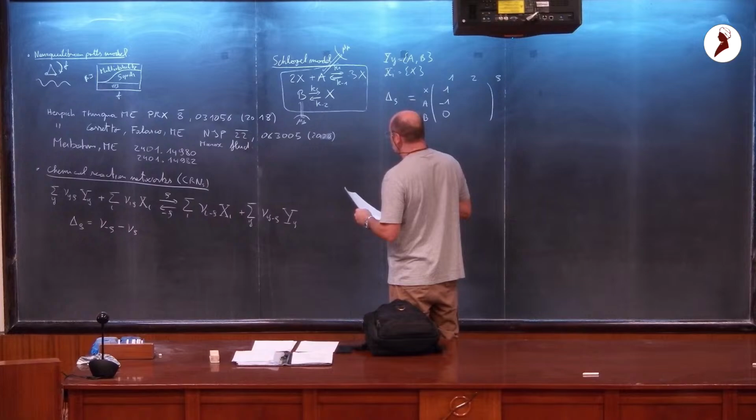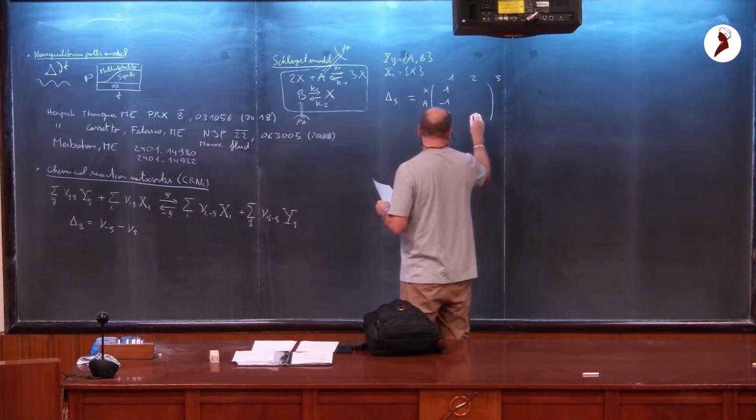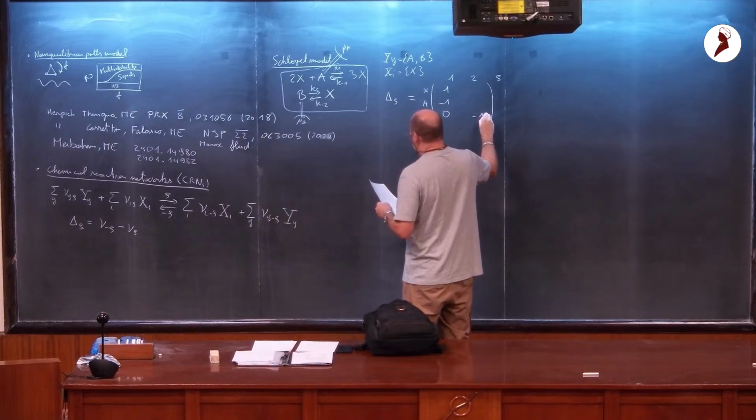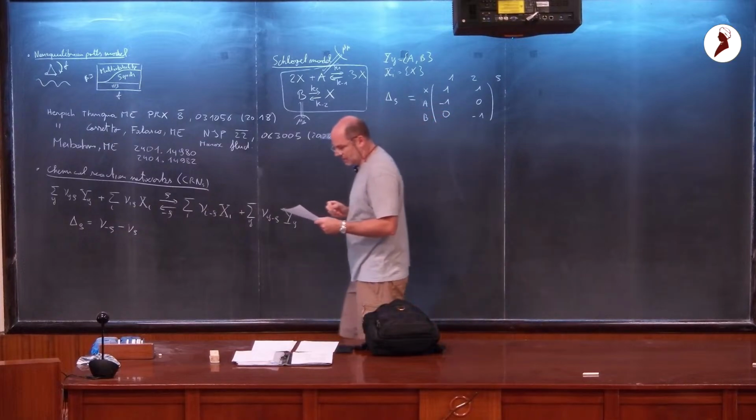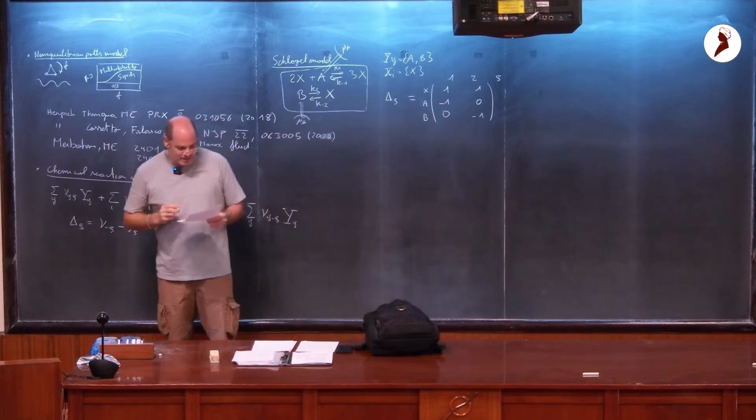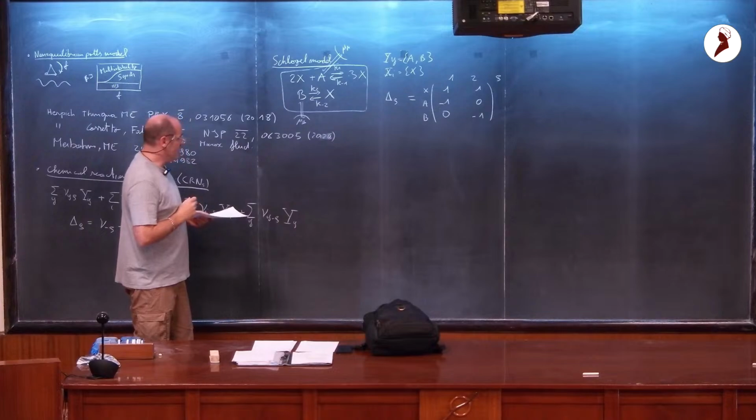And reaction 2 takes out 1b, minus 1, and produces 1x plus 1, 0. Okay, so that would be the stoichiometric matrix of this reaction network.